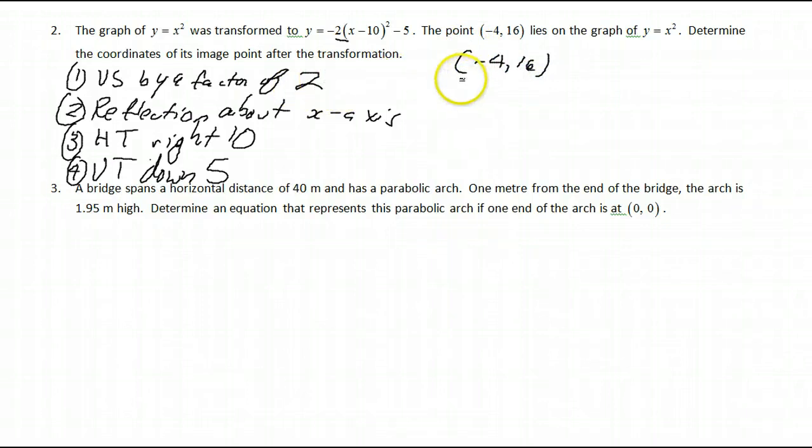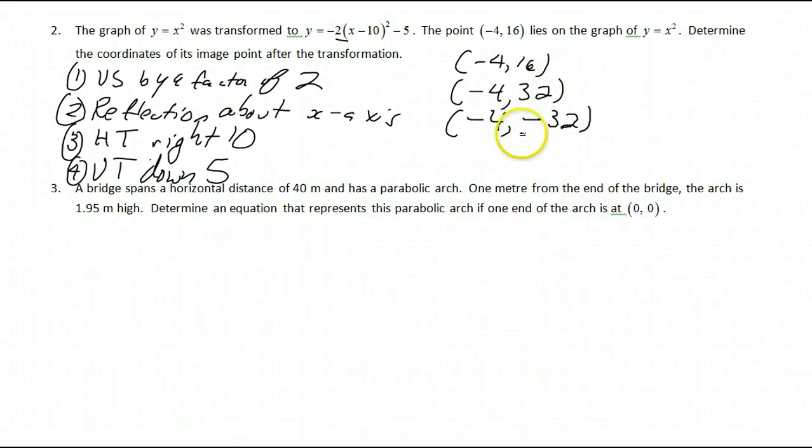When I vertically stretch it by a factor of 2, that is going to change the y value. Instead of 16, it's going to be twice that, so it's 32. When I reflect it about the axis, this will go negative 4, and now instead of being 32 units above the axis, it's reflected, it's 32 units below the axis.